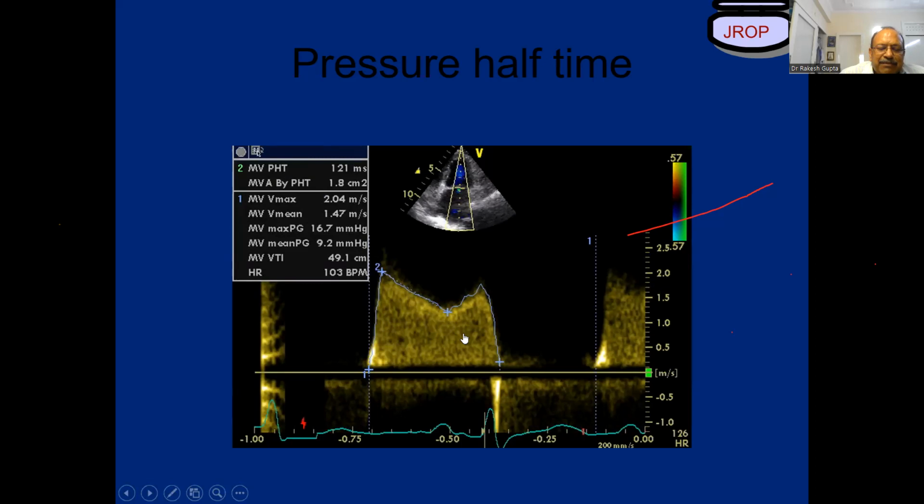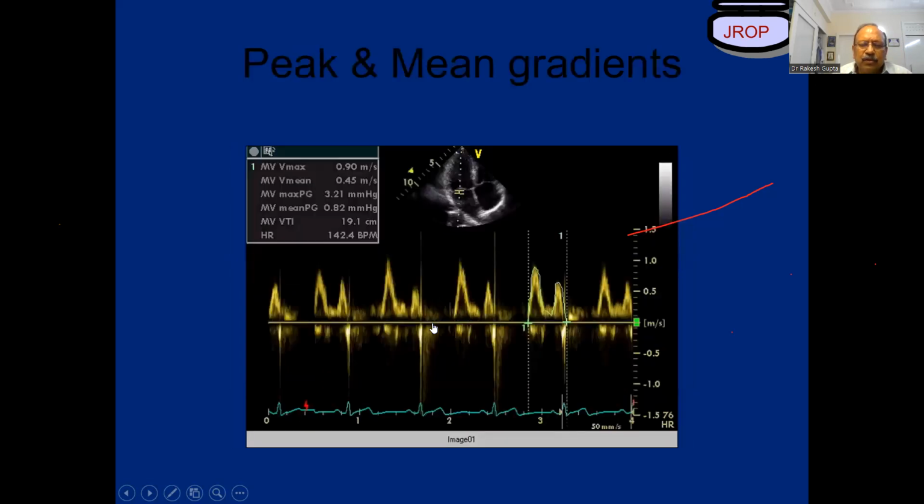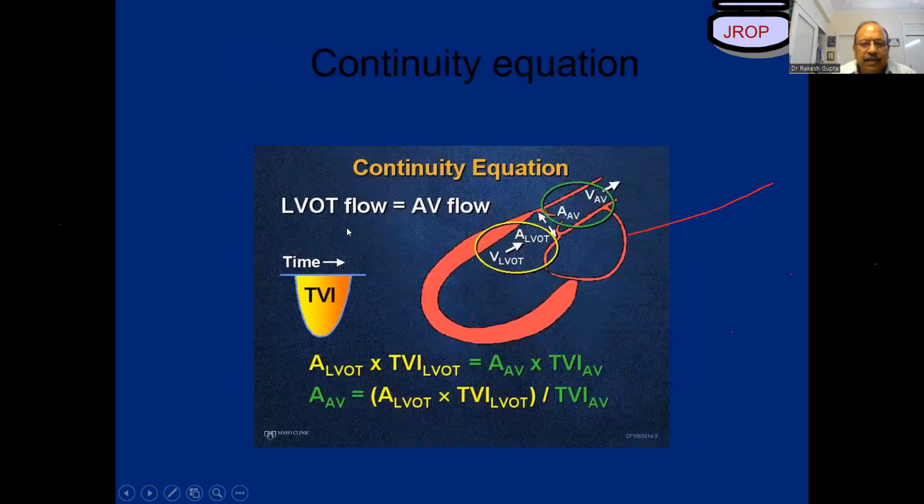And at the same time, it will give you the velocity time integral, which is seen over here as 49.17. That is how much distance the blood travels with each stroke of the LV. That is the velocity time integral. So everything is given by the machine. We look at the peak gradient, the mean gradient, the pressure half time, as well as the velocity time integral.